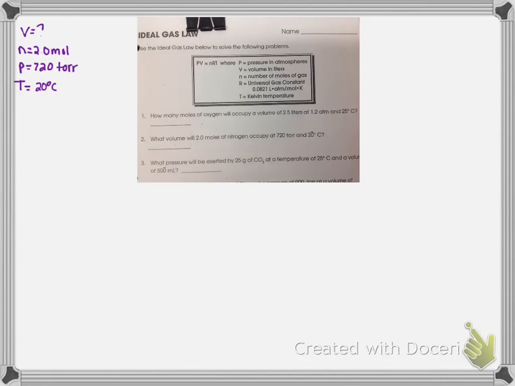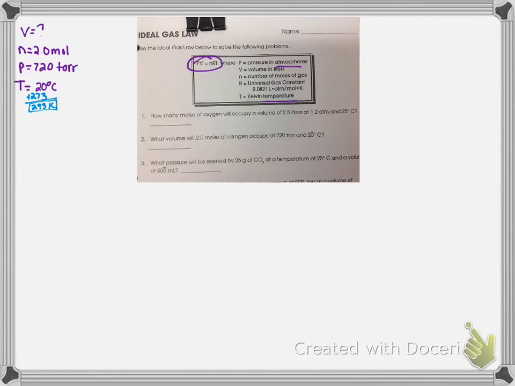Now, our ideal gas law is PV equals nRT. Very important, the pressure must be in atmospheres and the temperature must be in Kelvin. We're used to having to change our temperature to Kelvin by now. That's very easy. We simply add 273 to our temperature in Celsius. So 20 plus 273 gives us our temperature of 293 Kelvin.